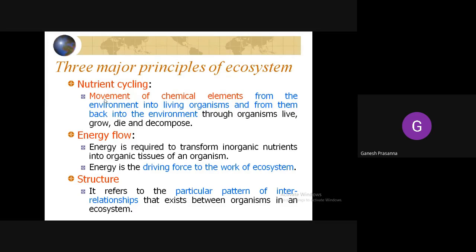Okay. So how is it possible? It is through the energy. The energy that is present in the body stimulates, and it is the driving force to work of the ecosystem. And finally is the structure. It refers to the pattern of the interrelationships that exist between organisms in an ecosystem.